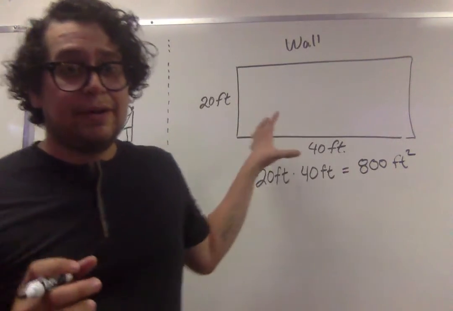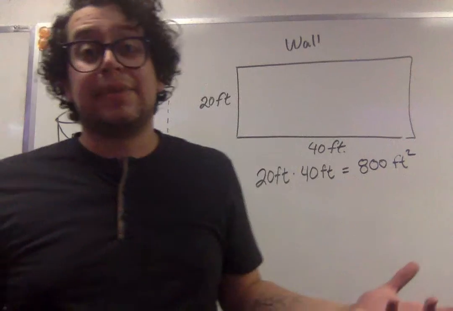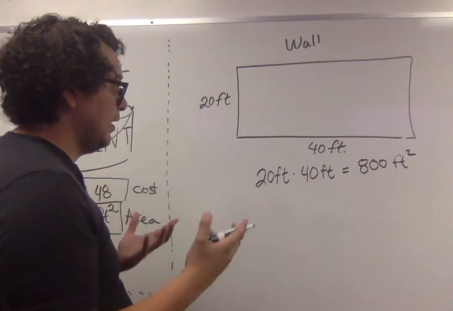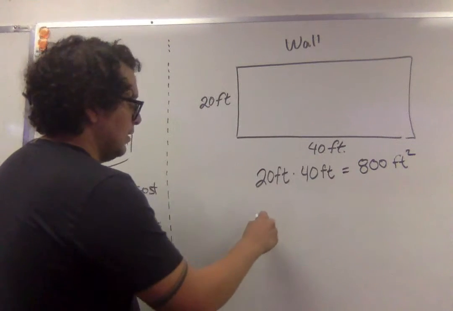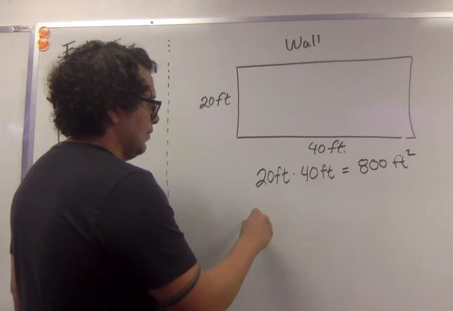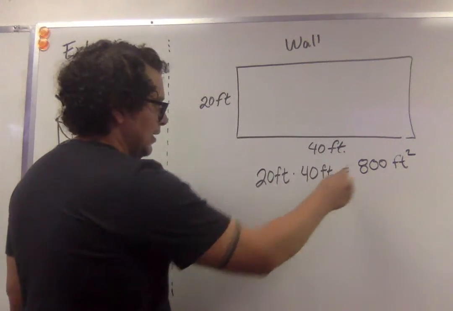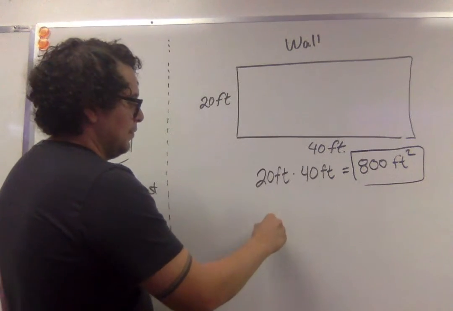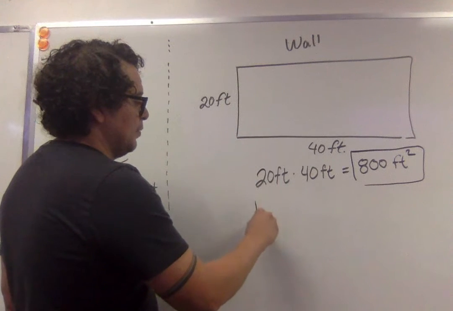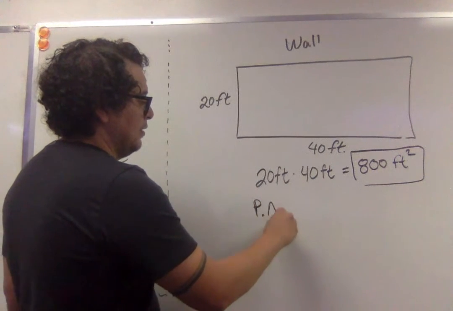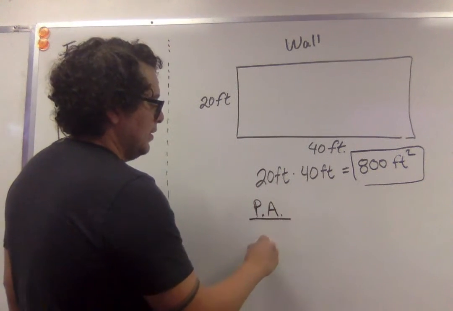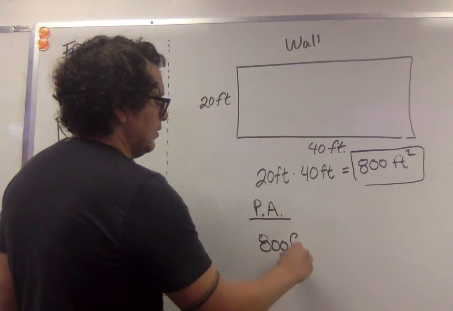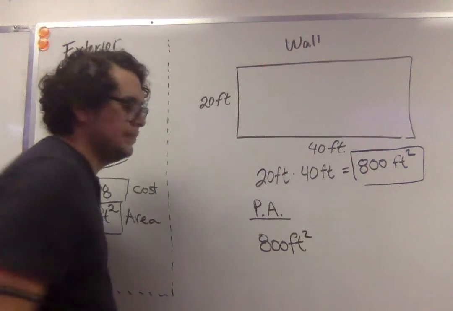So I figured out my area. The next thing is, well, how many gallons am I going to need to cover the space, right? So the way I want to try this out is I'm going to say, what's my area? So like my 800 feet, right? So I'm going to put PA for painted area is 800 feet squared, okay?